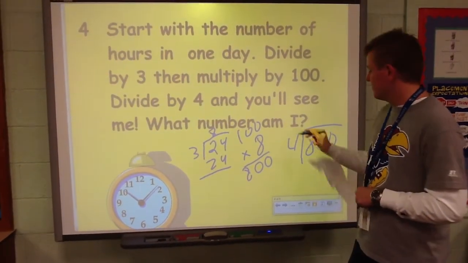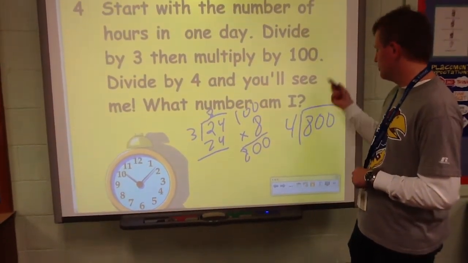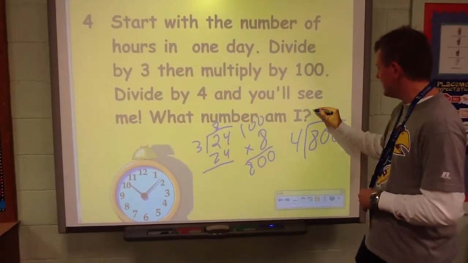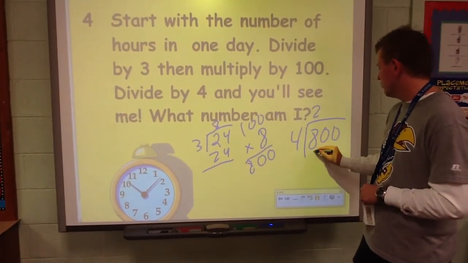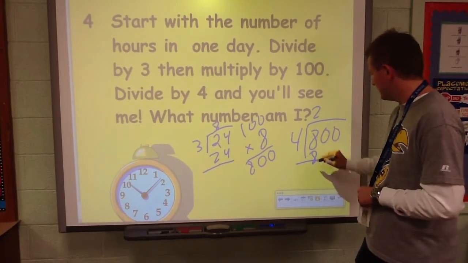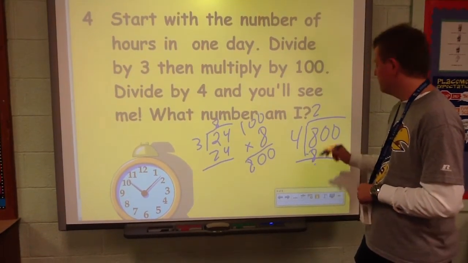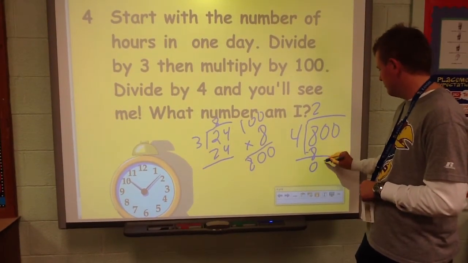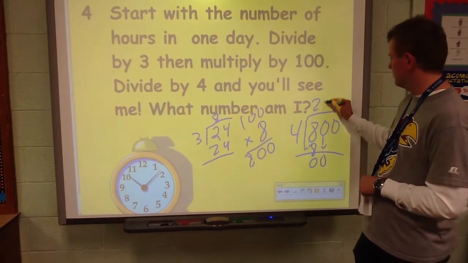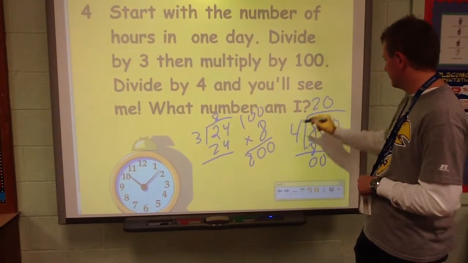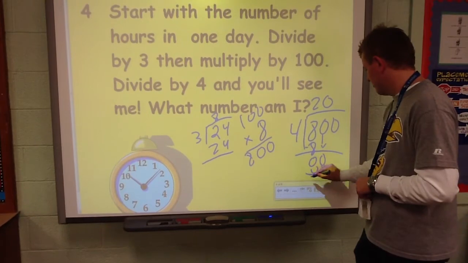800 divided by 4. 4 goes into 8, spoiler alert, 4 goes into 8 2 times. 2 times 4 is 8. 8 minus 8 is 0. Drop down the next 0. 4 does not go into 0. I got to put a 0 there. Okay, 0 times 4 is 0. 0 minus 0 is 0.